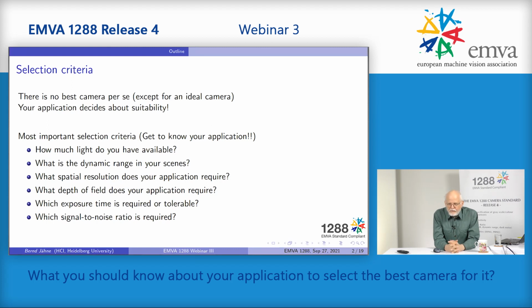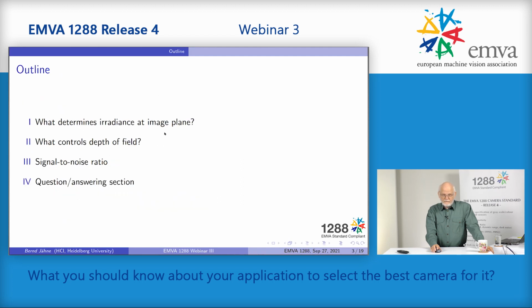We have seen one of the first issues is how much light is available. And then immediately we get, of course, the question, how can we determine how much light is received by our image sensor and what parameters control how much light we receive? So that is certainly a very important question to be answered.